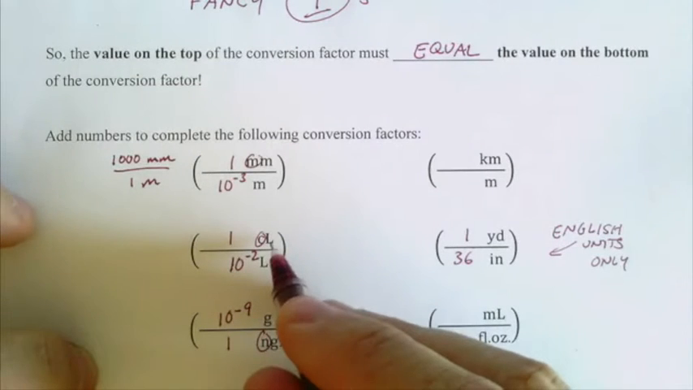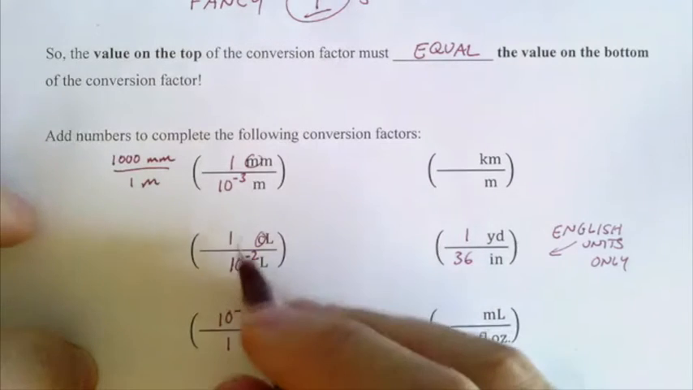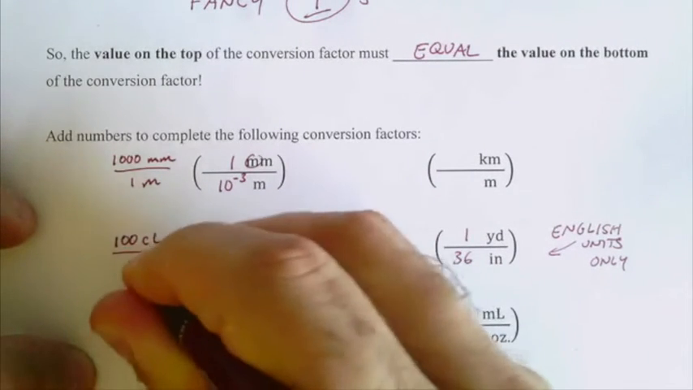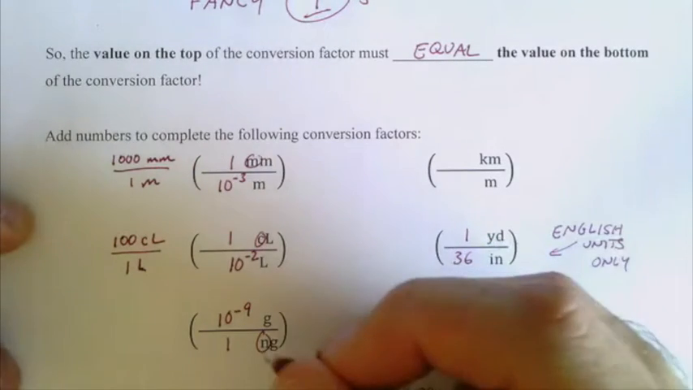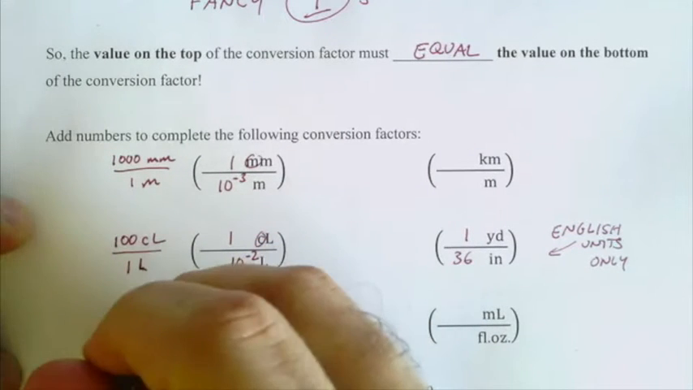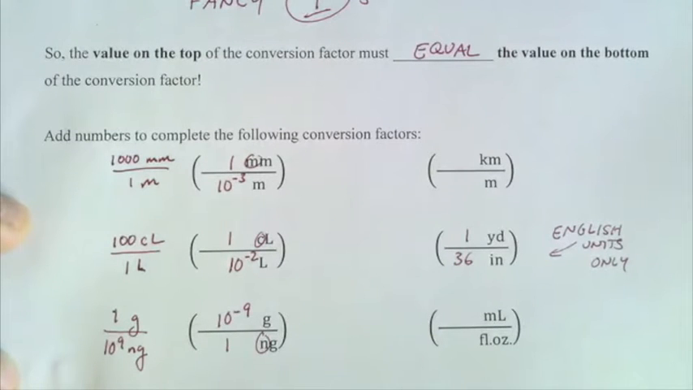Similarly, if a centiliter is 1/100th, 10 to the minus 2 liters, that means it would take 100 of them to make a liter. And similarly here, if a nanogram is 1/1000th of a gram, it will take, to make 1 gram, 10 to the 9th nanograms, or 1 with 9 zeros after it, nanograms.